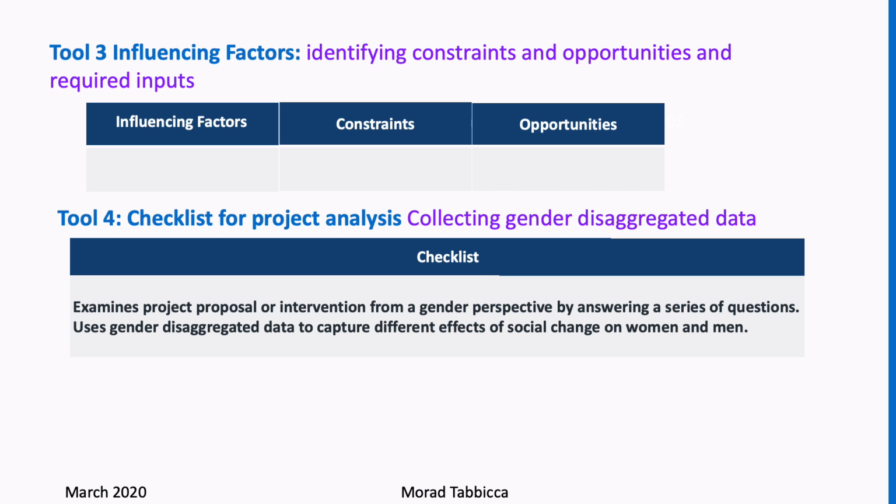So you have to look at the influencing factors and see, okay, well, what are the constraints within these influencing factors? What are the opportunities? So if you have, okay, legal systems within the community and all that, how can we use the legal system to improve a situation? How does the legal system maybe currently harm the situation or make the situation worse? And then the fourth tool is really about asking a series of questions to capture, you know, gender disaggregated data, to see the effect of social change on both males and females.